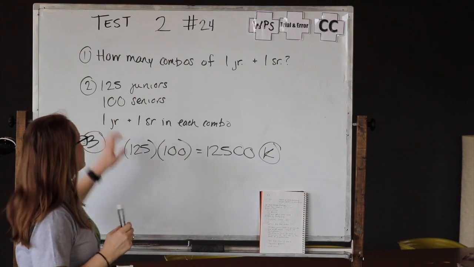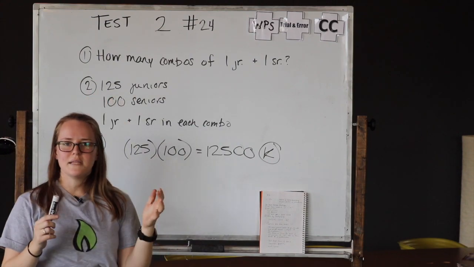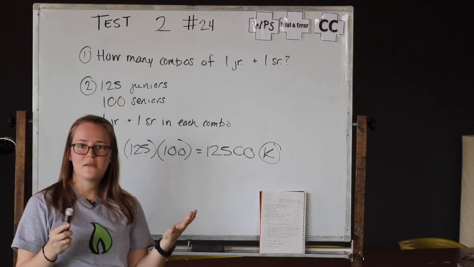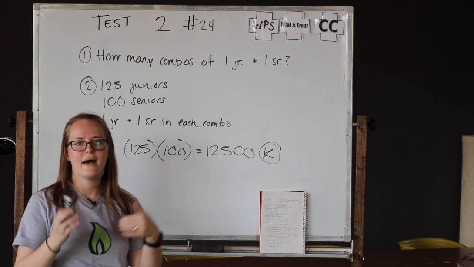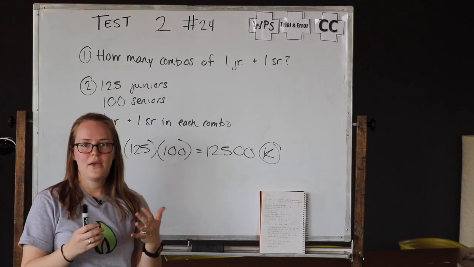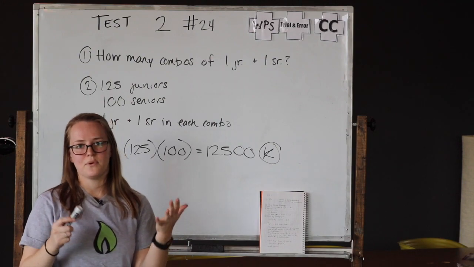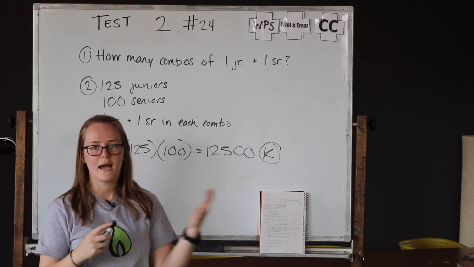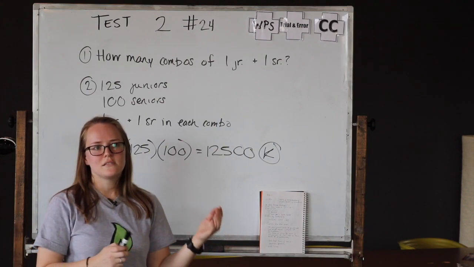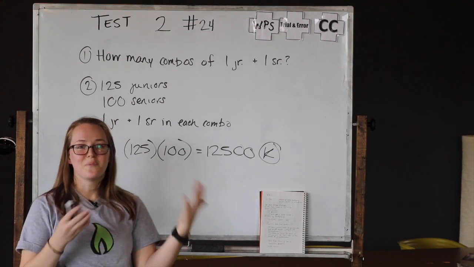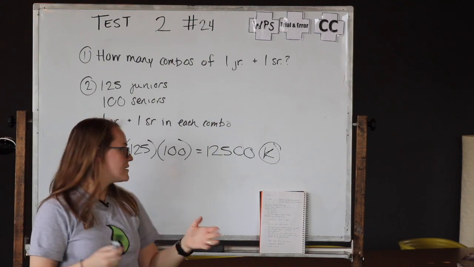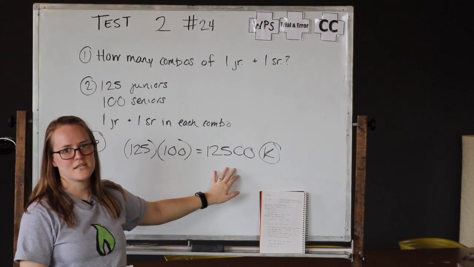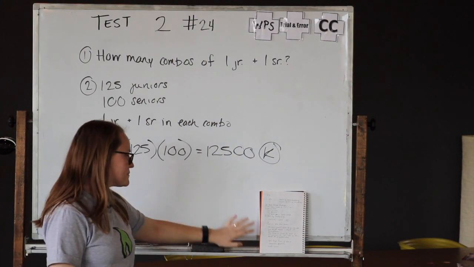And the reason this works, you can kind of think about it logically. If there's 125 juniors, that means there's going to be at least 125 combinations because you could line each of them up with a senior. And that would be just lining each of them up with one senior, let alone each combination possible, which would be lining them up with every senior. So you would do that 100 times, one for each senior. And that's why there's so crazy many combinations, 12,500.